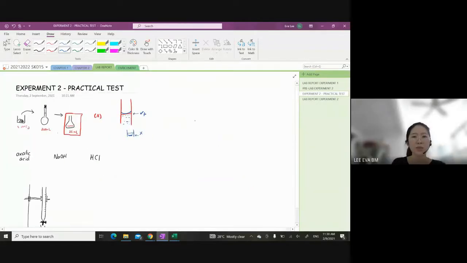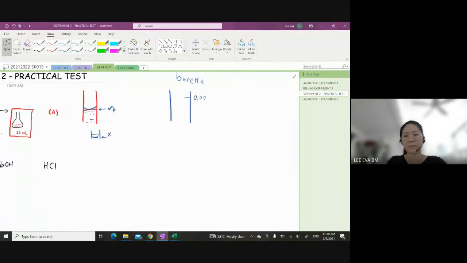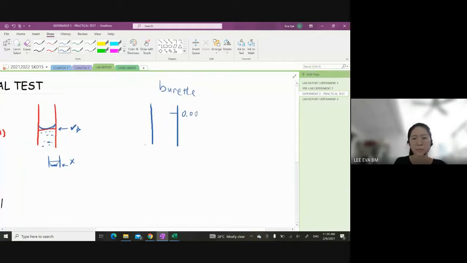Okay, Madam gives one more example. Let's say now here Madam gives a reading in the conical flask. Let's say this one is 0.00 in your burette. Okay, inside your burette. Then over here, 0.50. And then this one will be 1.00. So let's say if I stop your initial reading over this part, what is the value that you will take?